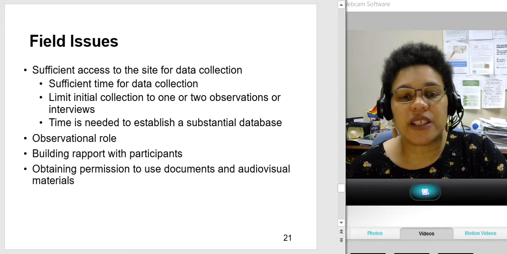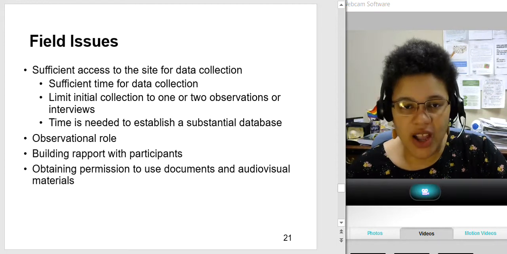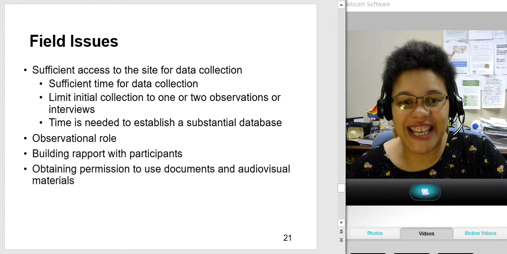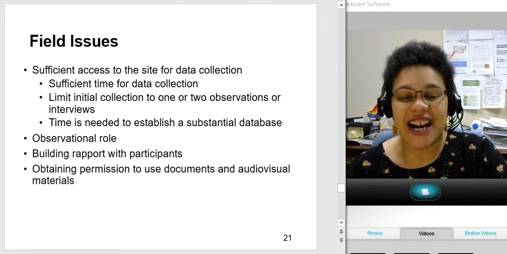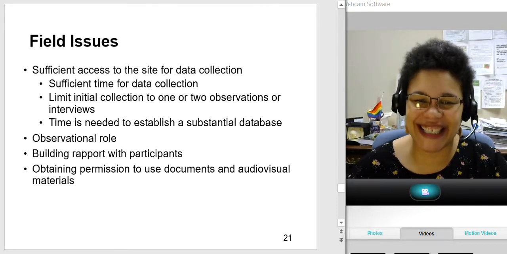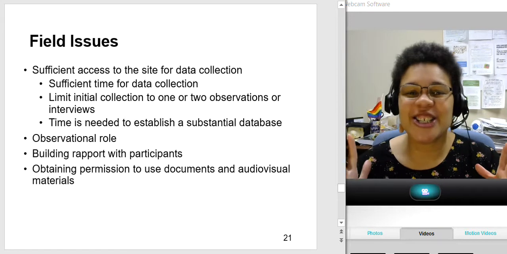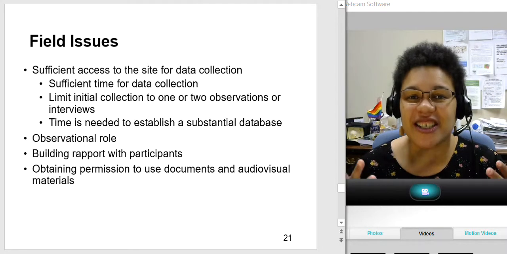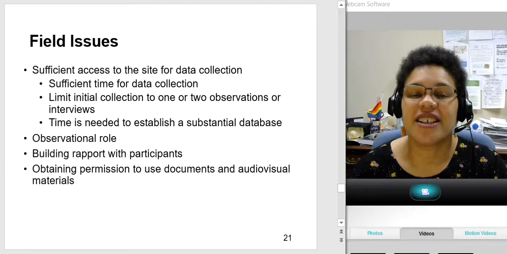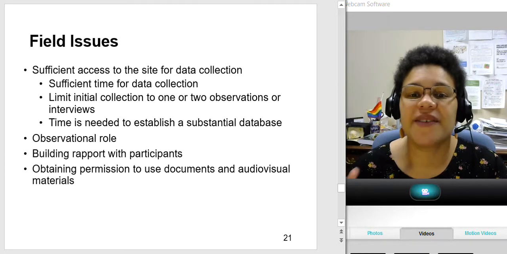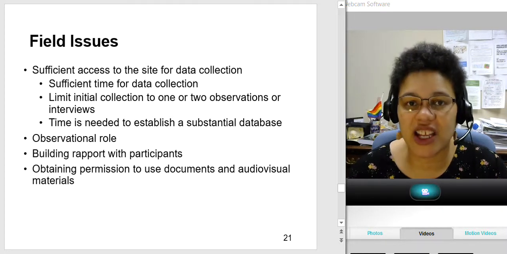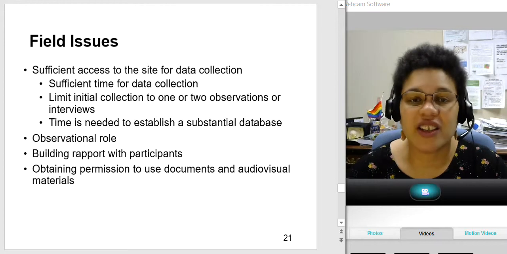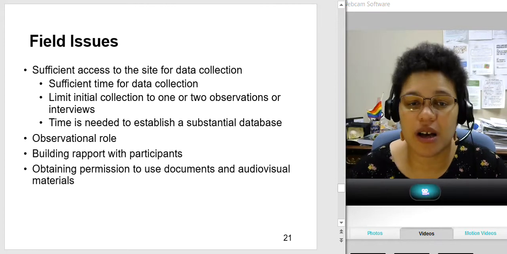Some certain field issues. One of the things you're going to be negotiating with the gatekeeper is time. You need sufficient access to the site in order to collect the data. You need sufficient time.